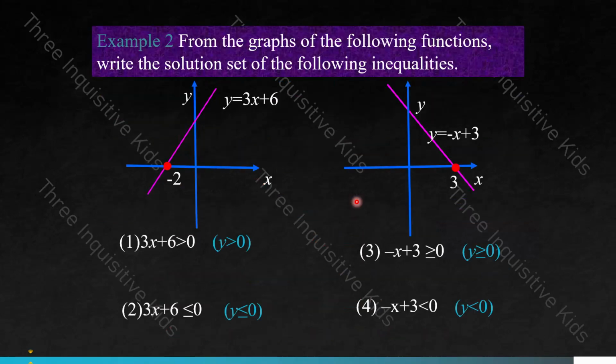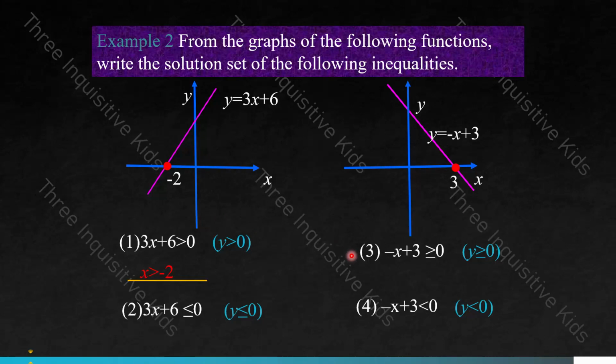Alright, so here's example 2, and I promise this will be the last problem in this video. From the graphs of the following functions, write the solution set of the following inequalities. Well, let's just do this together. 1. 3x plus 6 is greater than 0. Here, we can see that x is greater than negative 2. This is just enhancing some skills we've already worked on.